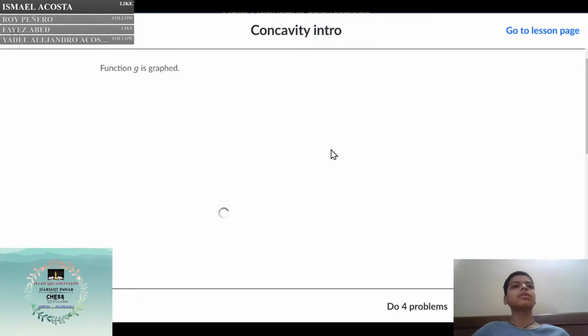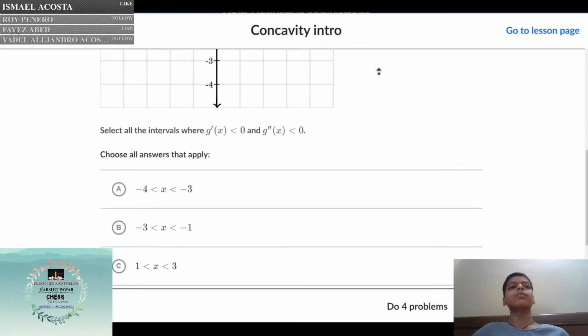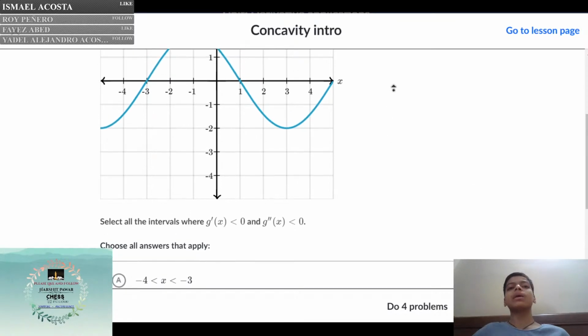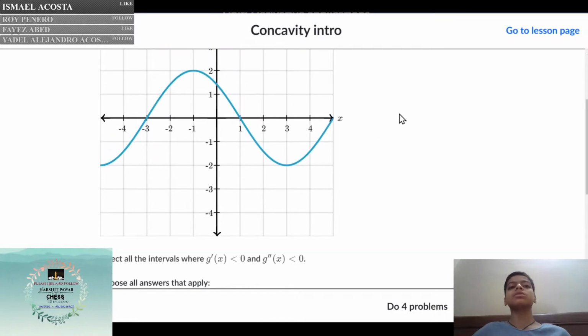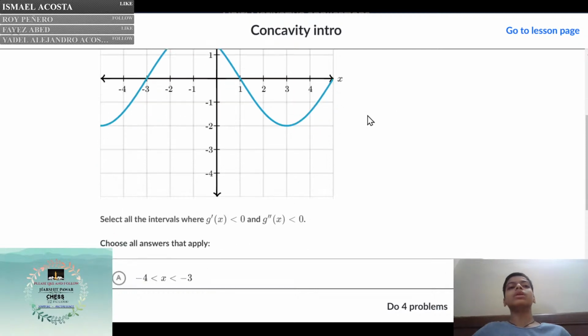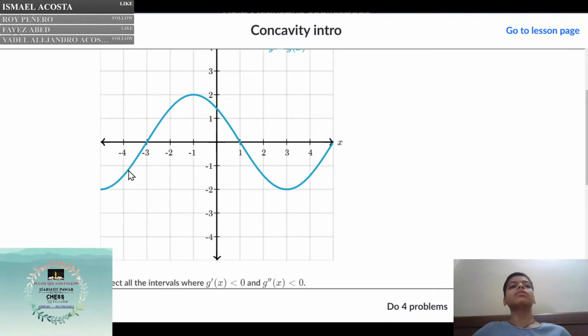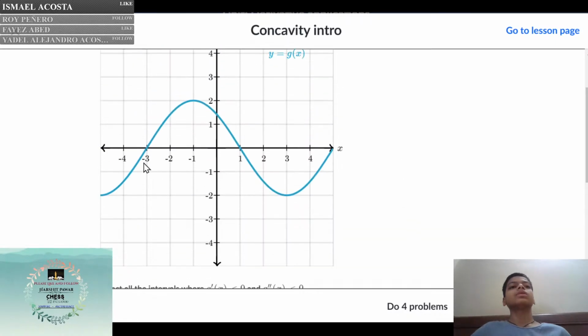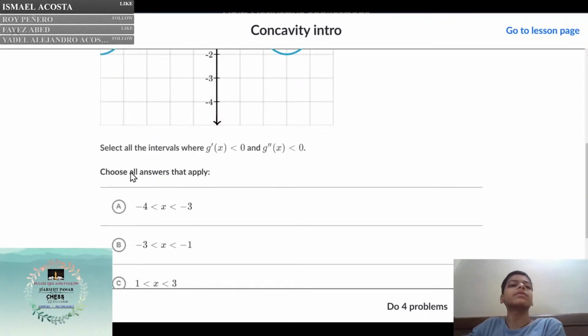Okay, let's do it. Function g is graphed below. Select all the intervals where g prime of x is less than 0 and g prime prime of x is also less than 0. Okay, both are decreasing. -4 to -3, we are increasing in the slope. Okay, this is not an option. And let's see between -3 to -1.